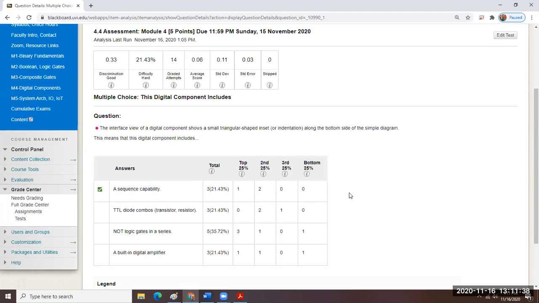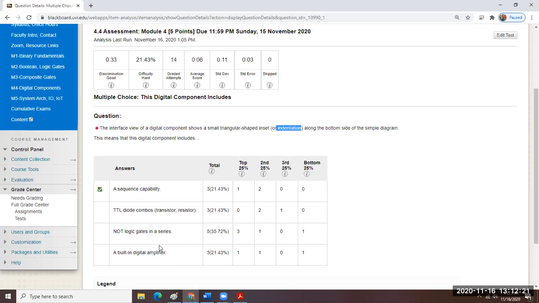So this particular item was problematic for many students in the class. It read, the interface view of a digital component shows a smaller triangular shaped inset or indentation along the bottom side of the simple diagram. This means that the digital component includes a sequence capability. So we're talking about the basic diagram of a digital flip-flop. It has a triangular indentation that's in your study guide. We did have some students that answered correctly, but then other students answered other bogus items.